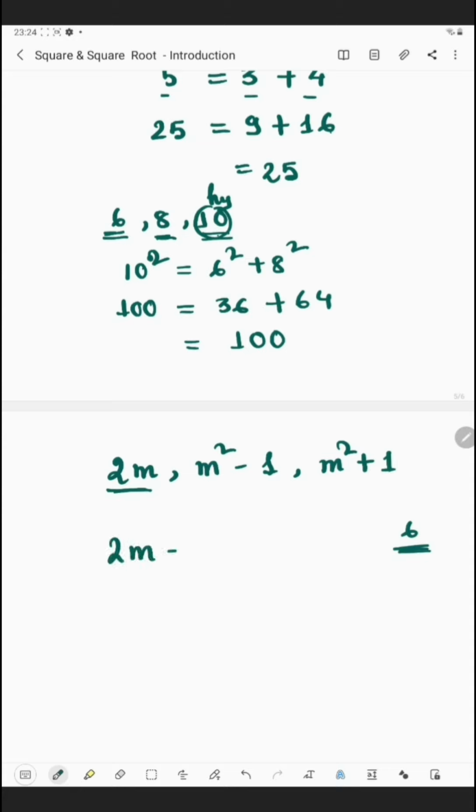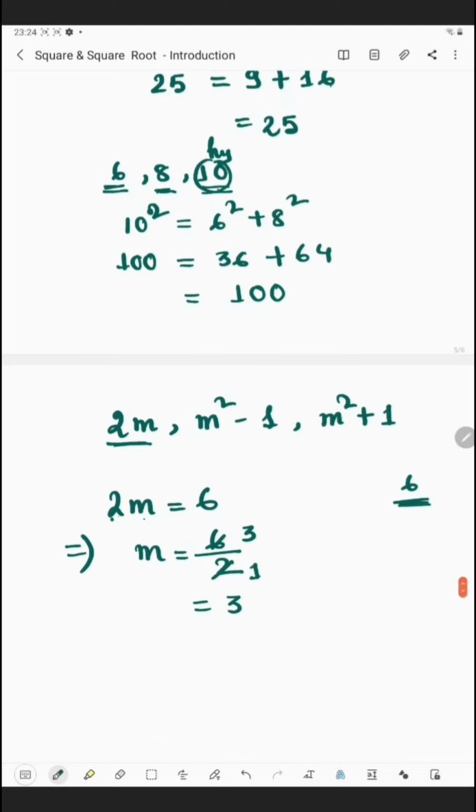So 2m is equal to 6. What will be the value of m? Here 2 is multiplied by m, so the value of m will be 6 divided by 2, because after changing the side, it will be divided. So 2 ones are 2, 2 threes are 6. So the value of m is 3. Now here we have another member.